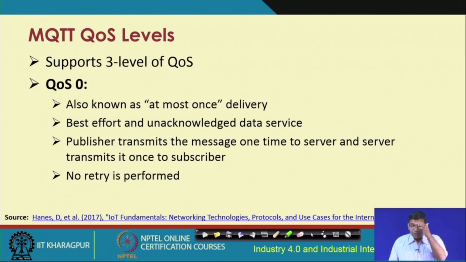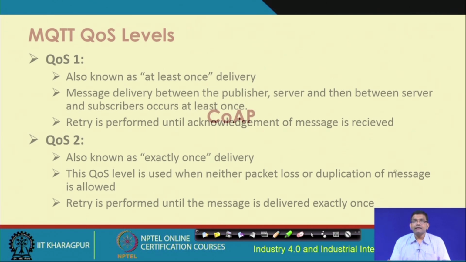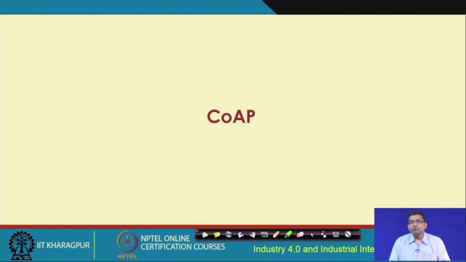There are different levels of QoS. The first one is QoS 0, which is about ensuring at most once delivery. This is a best effort and unacknowledged data service, where the publisher transmits the message one time to the server and the server transmits it one time to the subscriber. So, there is no scope for retry. QoS 1, on the other hand, talks about at least once delivery, where retry is performed until the acknowledgement of the message is received. QoS 2 is further different. It is about exactly once delivery, and the retry is performed until the message is delivered exactly once. So, this is how the MQTT protocol works.